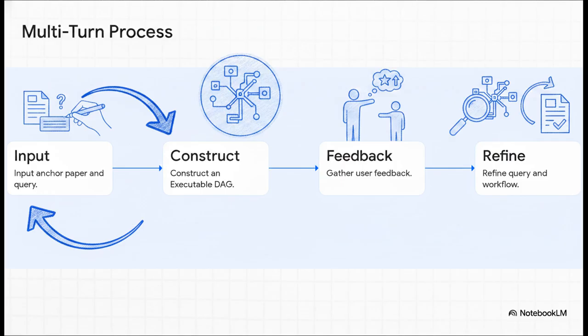The AI presents this draft methodology to you, it executes the map, gathers your feedback on those initial results, and then actually refines both your query and its own workflow map for the very next turn. It's not trying to replace the scientist here, it's just presenting a draft methodology for you to actively approve, reject, or tweak.